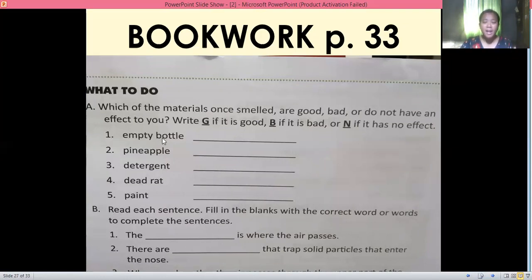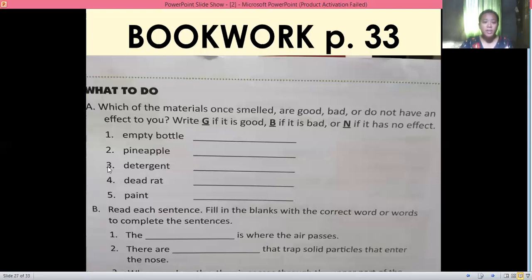So number 1, empty bottle. G, B, right? Letter G if it is good. Letter B if it is bad. Or N, no effect. Done with number 1? Okay, number 2, pineapple. Especially if it is ripe, right? Pineapple. Is it good? Is it bad? Letter B or N, no effect.